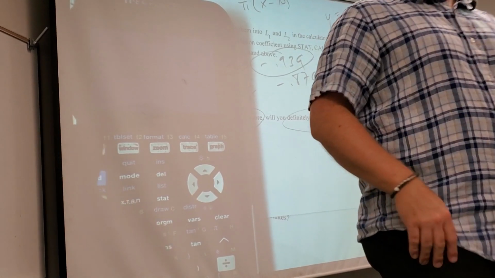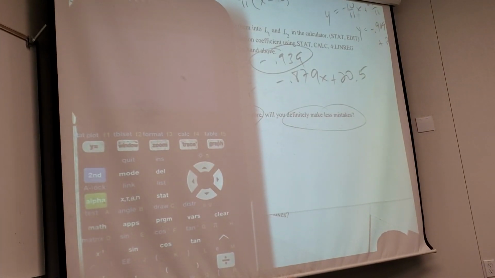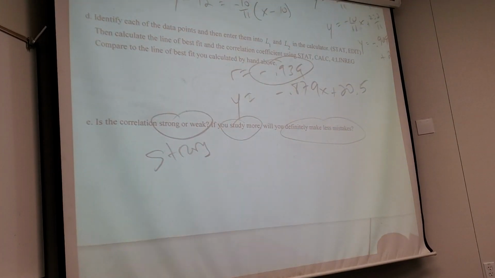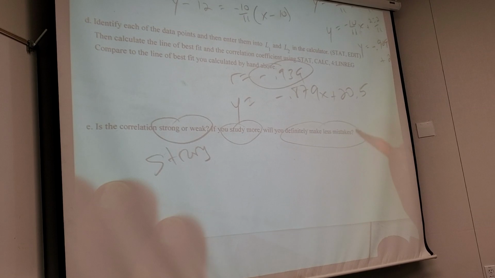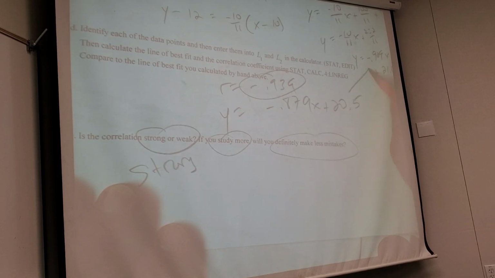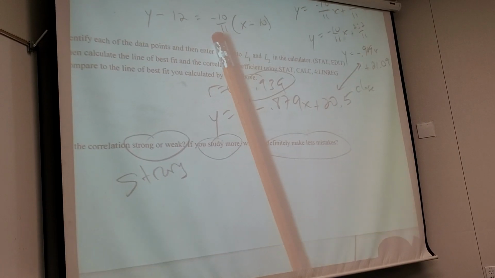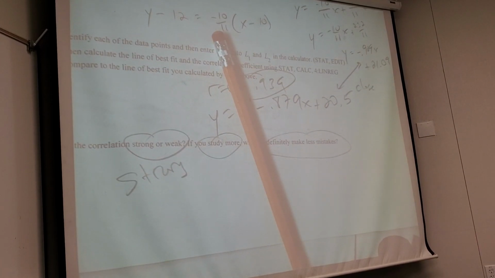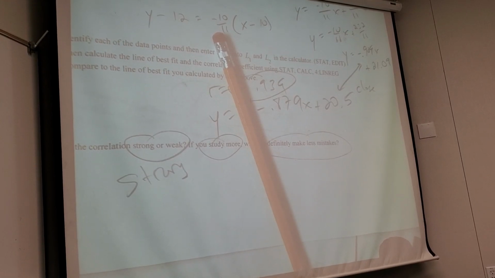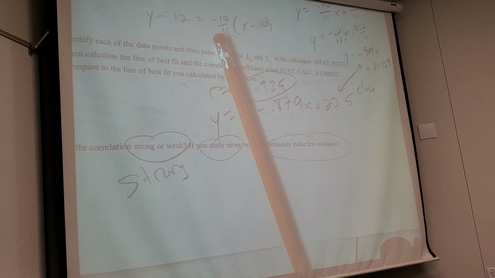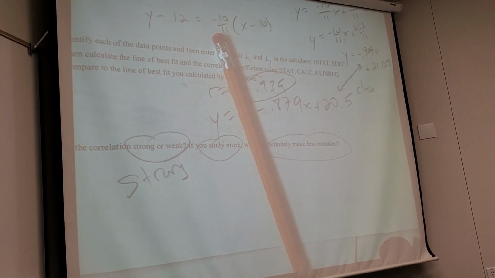Yes. For where it says compared to the line that was fit and calculated by hand above. Do you want us to write anything down, like a statement, or we just leave it? On this, you can just say that. On a test, if I say compare what you got to this other thing, you better say something. What exactly do you want us to compare? Like the slope. If this was on a test, you would just say, yeah, my slope and my y-intercept were pretty close.